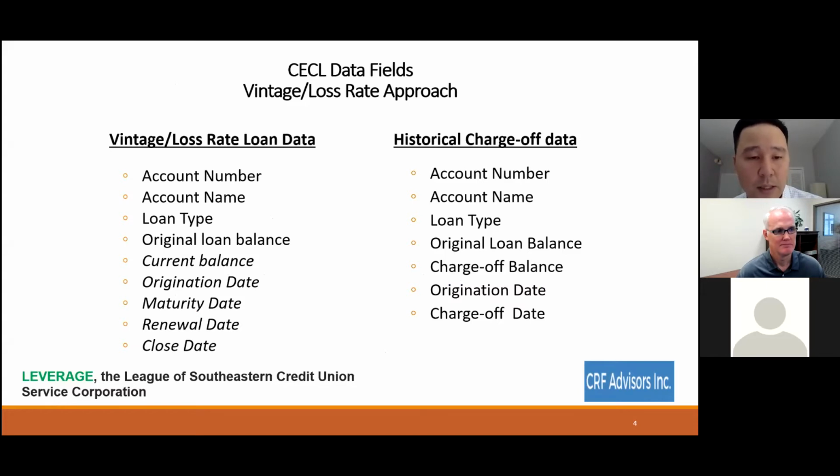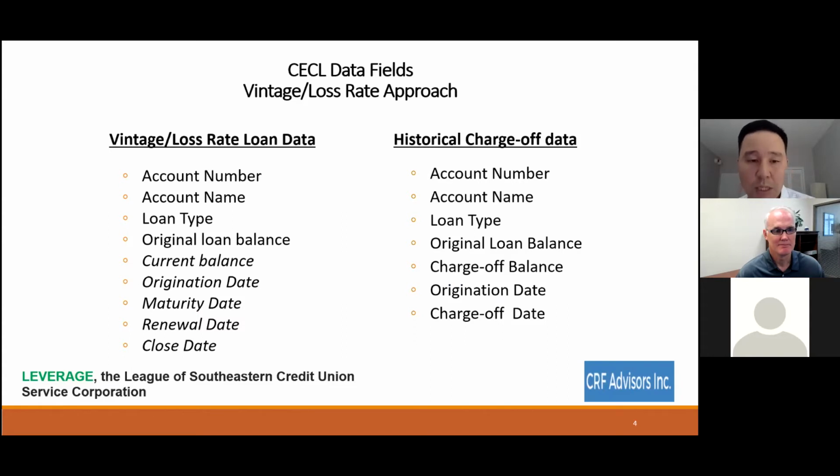The close date is the date that the loan has closed. These are fairly simple, straightforward loan data fields. We have yet to come across an institution where they don't have, if not all, the majority of these fields. I think the only tricky one might be the renewal date. And renewal date means that if we have a line of credit, or a certain loan with a balloon payment, and we've extended that loan, and that renewal date is not in our core system, we can easily figure out what that next modification date was.